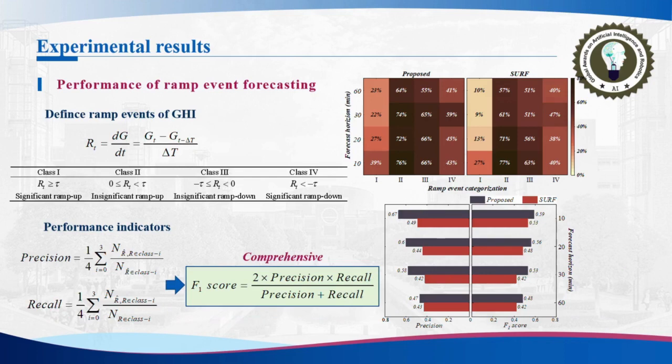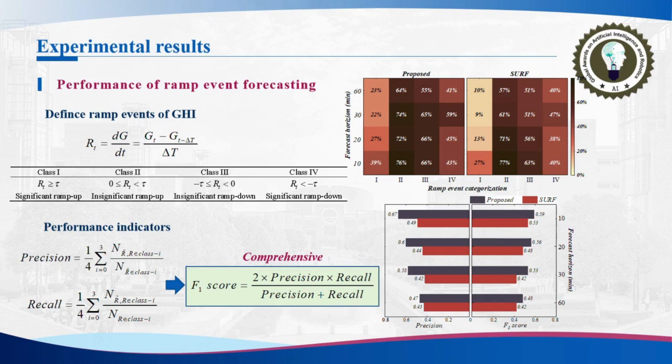And lastly, the performance of the proposed method on ramp event forecasting is also presented. Firstly, we define a ramp event of GHI, and we characterized all the ramp events into 4 classes, namely significant ramp up, insignificant ramp up, insignificant ramp down, and significant ramp down. We also designed comprehensive performance indicators to show the performance of the proposed and the baseline models.